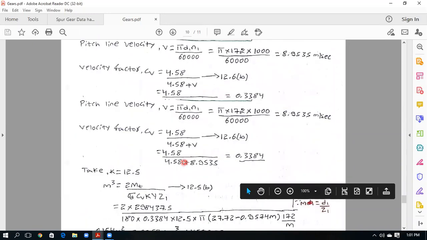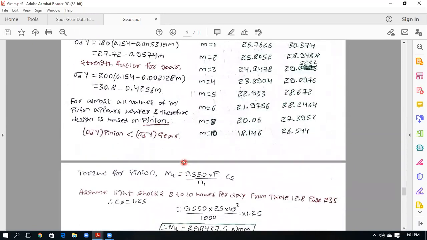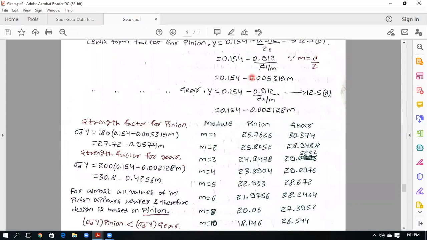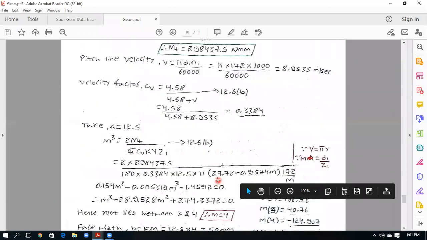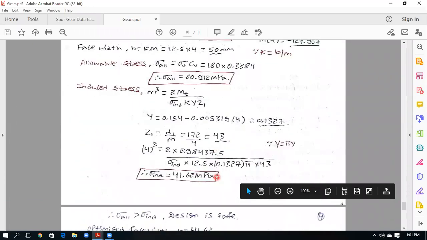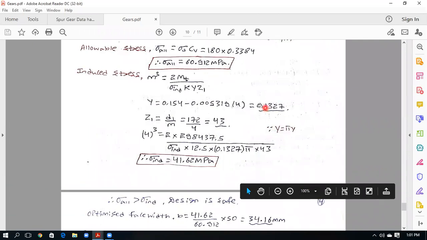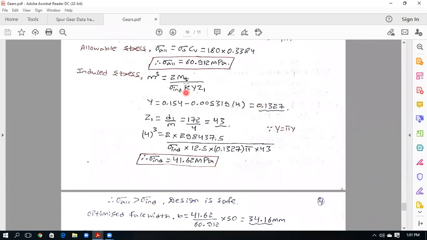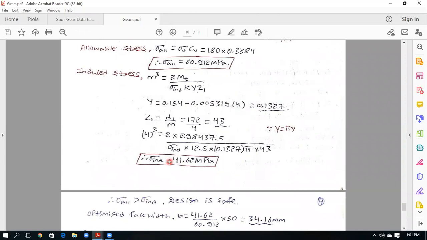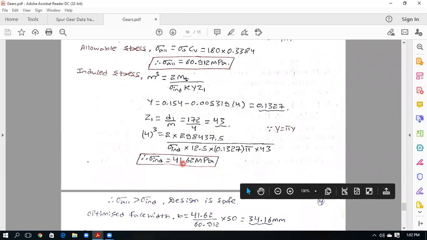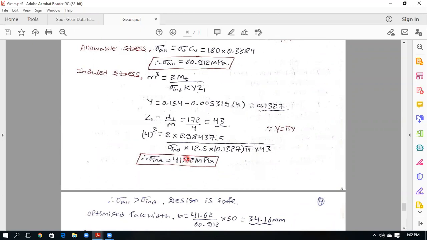Y you have to take from the Lewis form factor for the pinion, this is the value which you have calculated. Substitute that value, and this capital Y is nothing but pi into small y. Small y you have calculated. Substitute all the values, and the induced stress you will get as 41.62 megapascal.